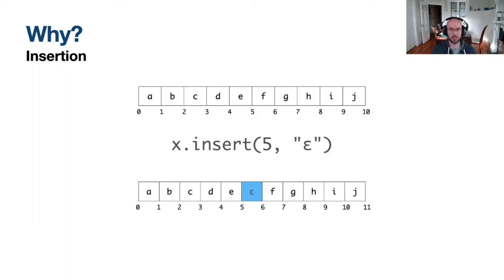Another big reason that I like thinking about indices as pointing between elements is for array insertion. Here, if we take this first array x and insert the string epsilon at element 5, it's immediately obvious what should happen. We're going to put it at element 5, in between E and F, and we'll get the picture that we see below.